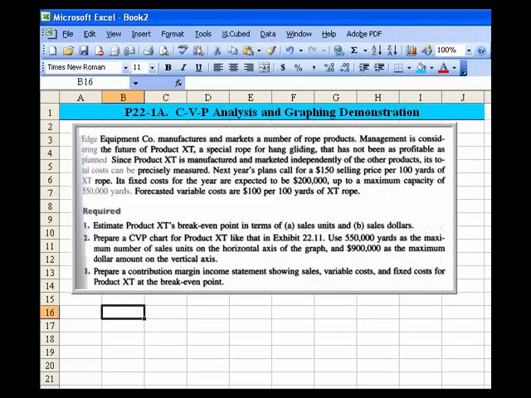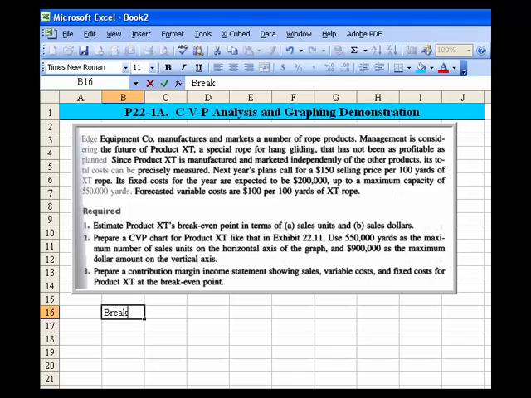Now, next year's plans call for a $150 selling price per 100 yards of XT rope. Its fixed costs for the year are expected to be $200,000, up to a maximum capacity of 550,000 yards. Forecasted variable costs are $100 per 100 yards of XT rope. Let's look at the first requirement: estimate product XT's break-even point in terms of sales units and sales dollars.